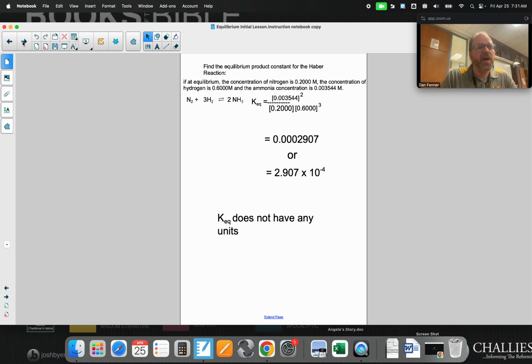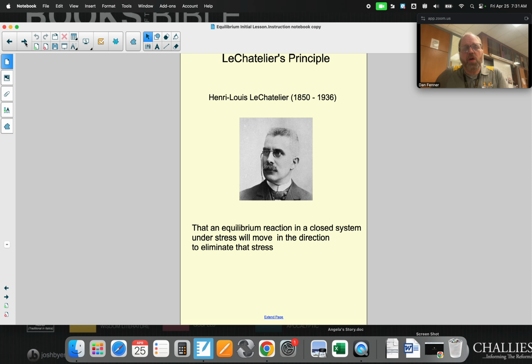That makes sense. All right, now the one thing we're going to push into then is a concept called Le Chatelier's principle. Now this was developed by a Frenchman, Henri Louis Le Chatelier. Ooh la la, vive la différence, a Frenchman, yes.